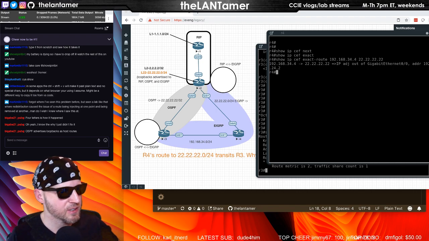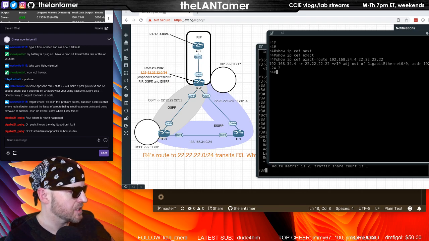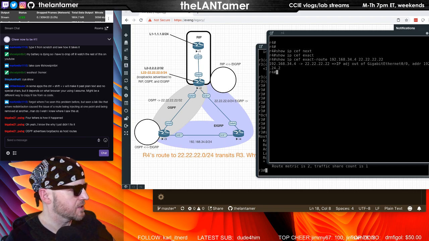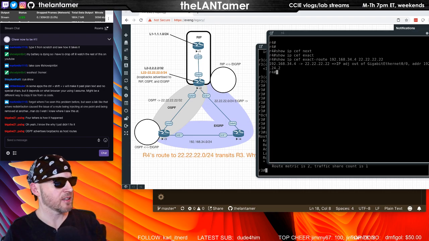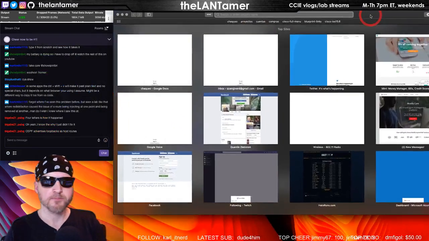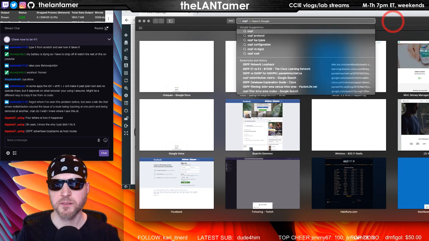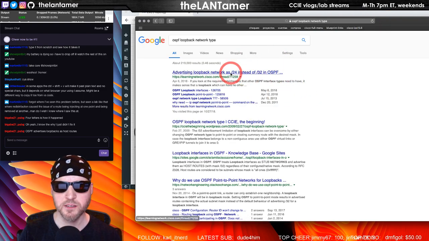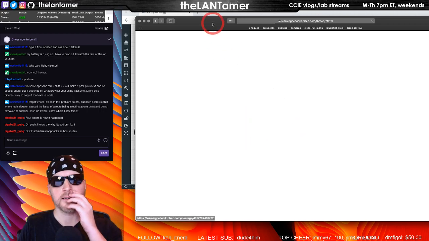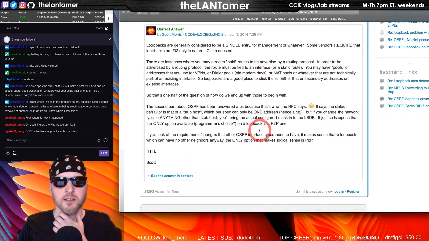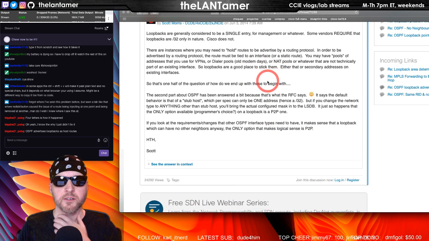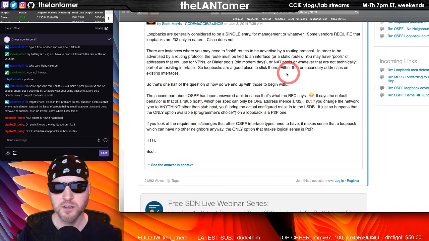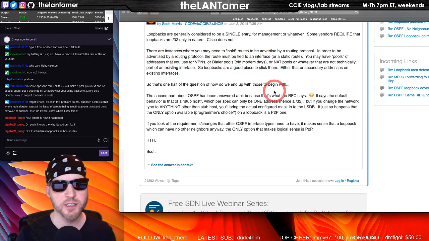OSPF advertises loopbacks as host routes. That is correct, sir. And the reason it does that, this is the OSPF loopback network type. Yeah, here's the issue. And there are some use cases here, though. That's what I wanted to try to recall. There may be instances where you need a non-/32.